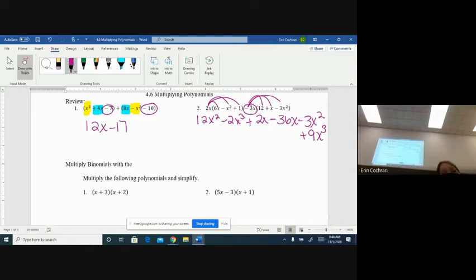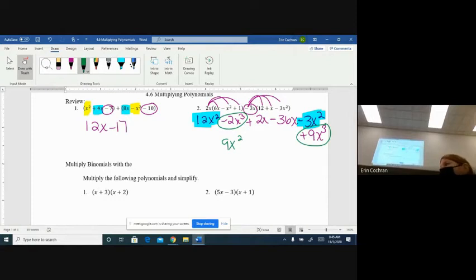All right, let's combine like terms now. 12x squared and negative 3x squared, right? And what do we get? 9x squared. Okay. What is a negative 2x cubed and a positive 9x cubed?